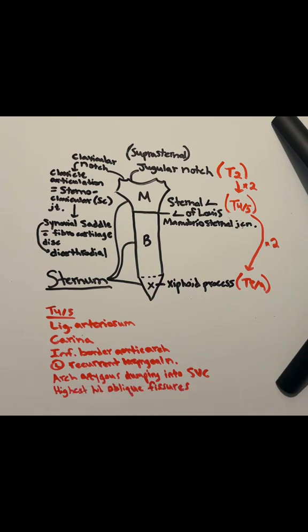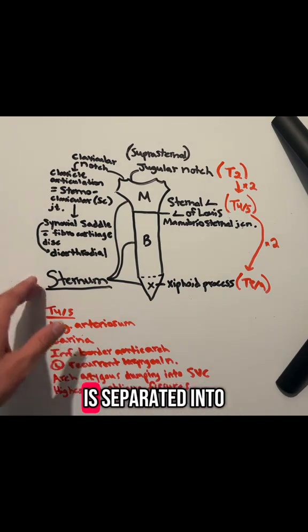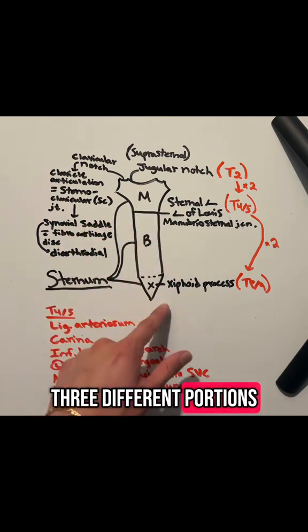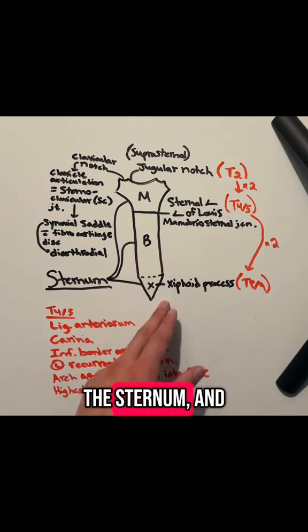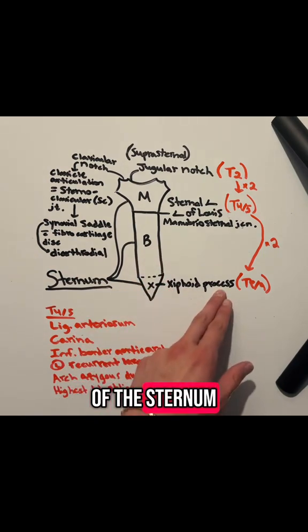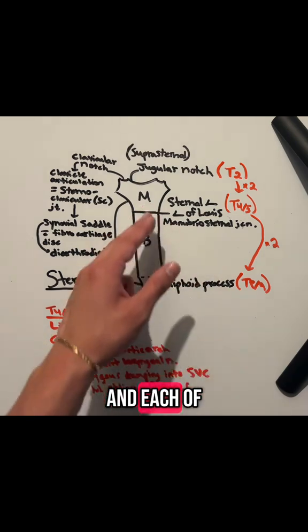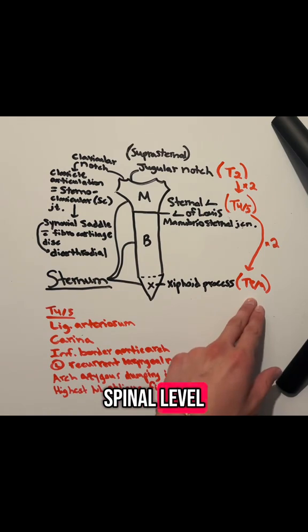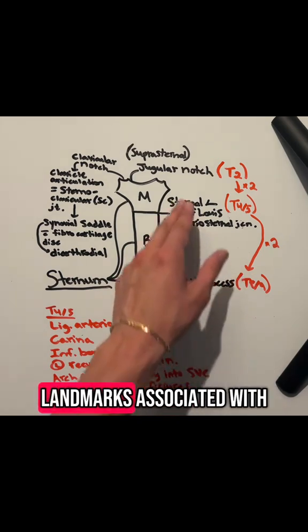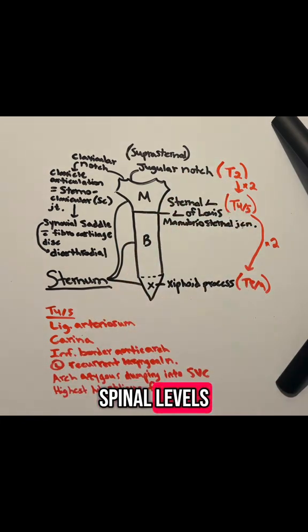So the sternum is separated into three different portions: the manubrium of the sternum, the body of the sternum, and the xiphoid process of the sternum. And each of these are either associated with the spinal level or have bony landmarks associated with spinal levels.